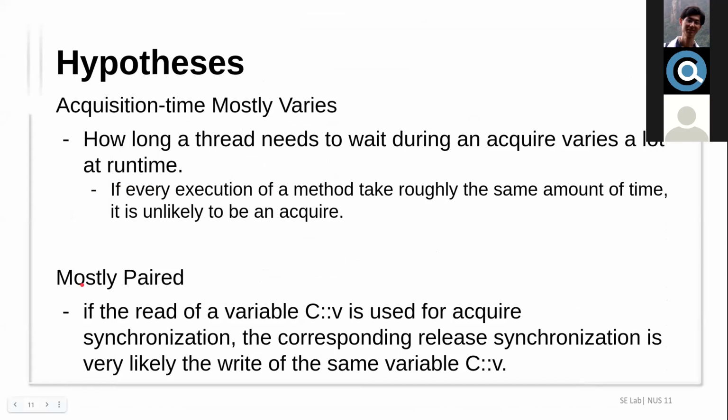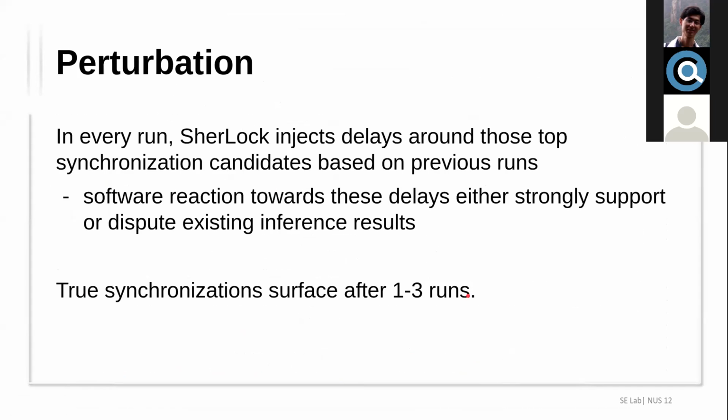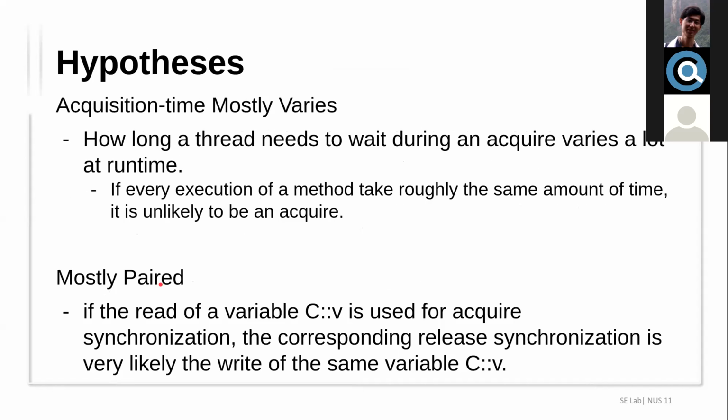Okay. So another thing is the mostly paired hypothesis. If one of the variables is read for the acquire synchronization, then the corresponding release synchronization is very likely to be the write of that same variable. Okay, so Darren has a question: why is the variable written like this? It actually is just a random example given in the paper. So V is supposed to be a variable of class C.